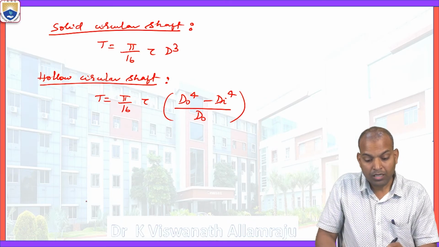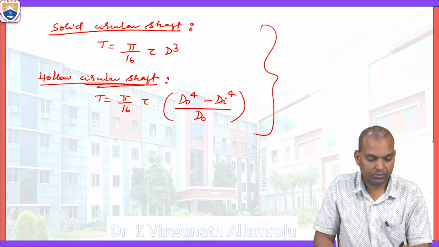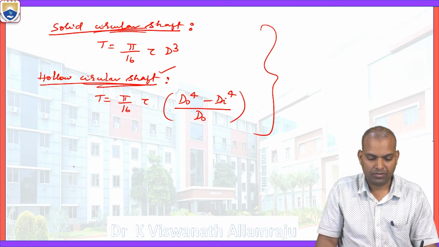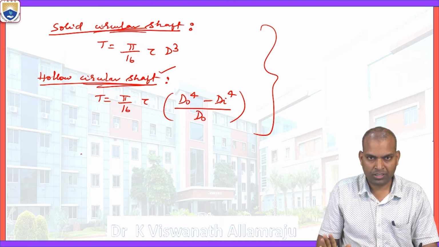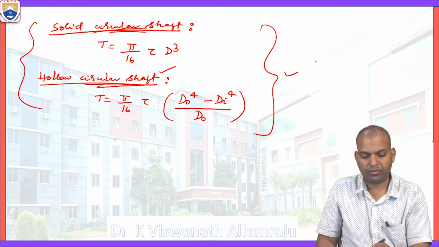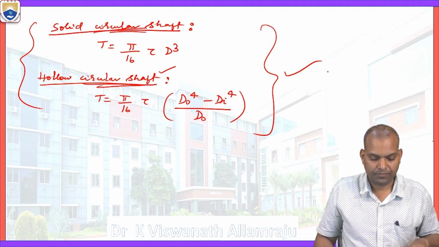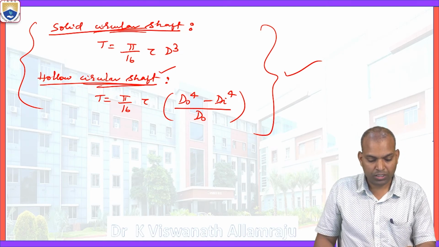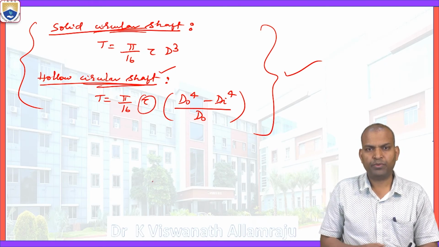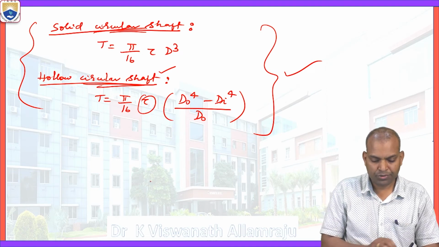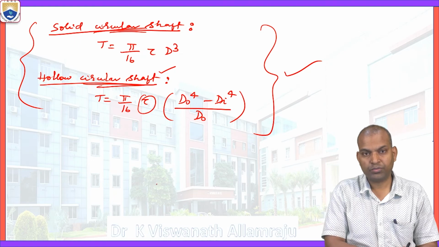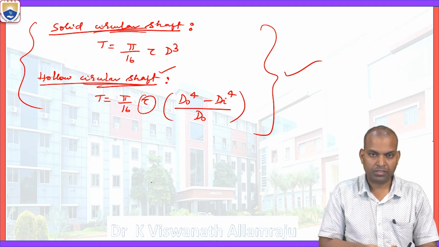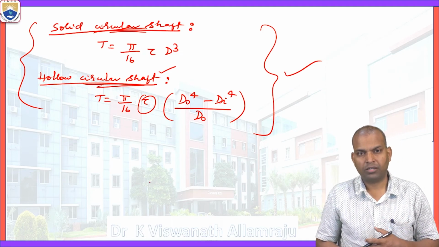These two are derived for circular cross sections only, not for square or other cross sections. We have to note this. What is the tau in this case? Generally people call it the shear stress, but here we should be specific: tau is the maximum shear stress at the outer surface of the shaft, whether it is solid circular or hollow circular.